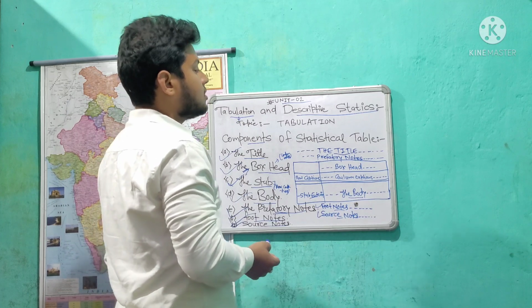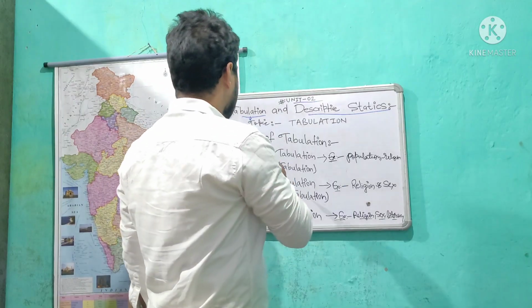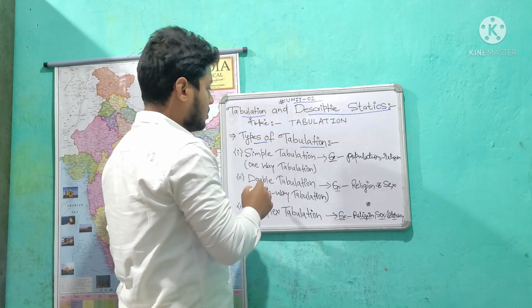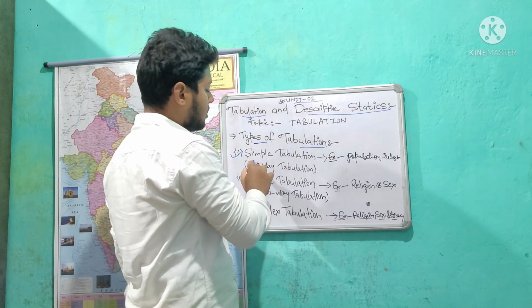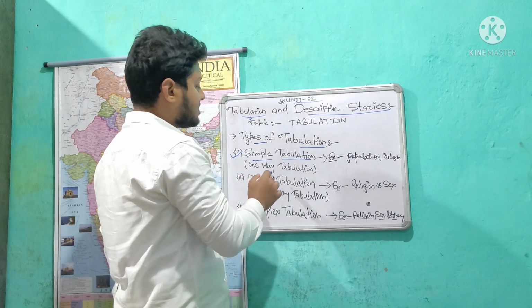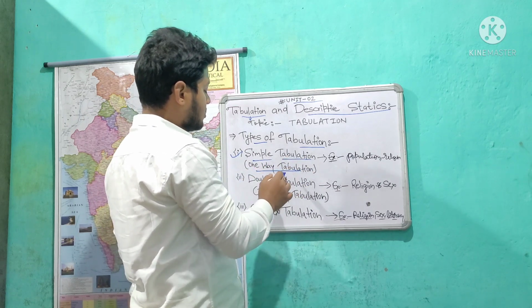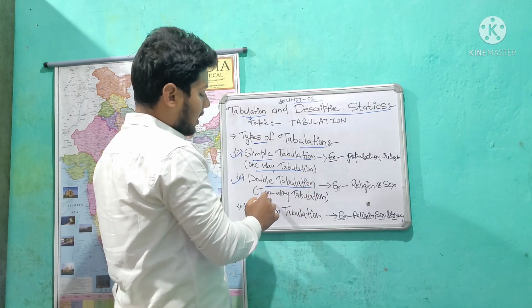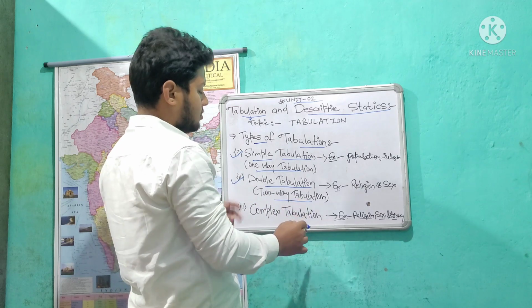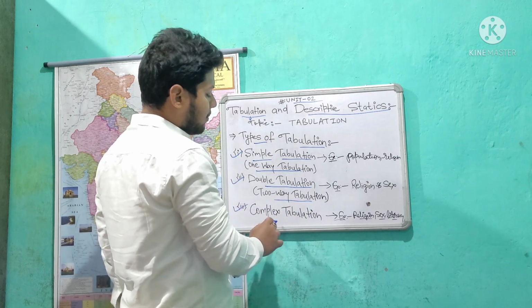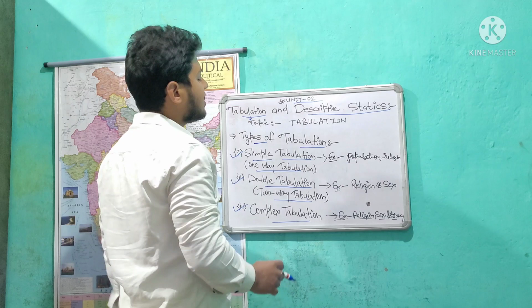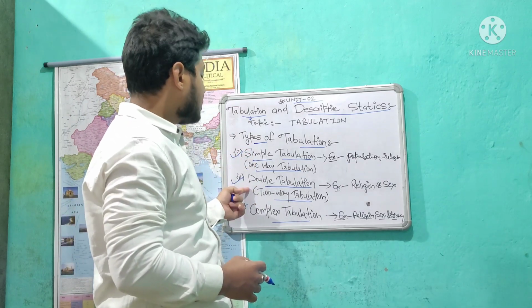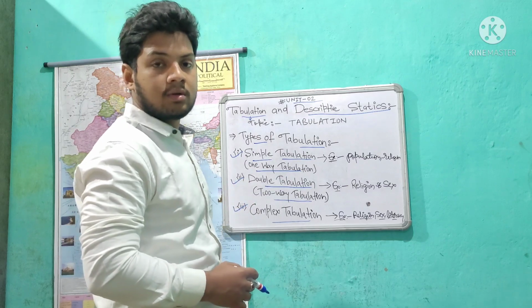Now let us see the types of tabulation. The first is simple tabulation, also called one-way tabulation. The next one is double tabulation, which we call two-way tabulation. And the third one is complex tabulation. Now we will understand it one by one: what is simple tabulation, what is double tabulation, and what is complex tabulation.